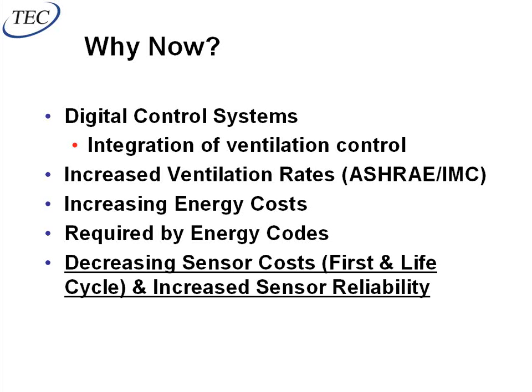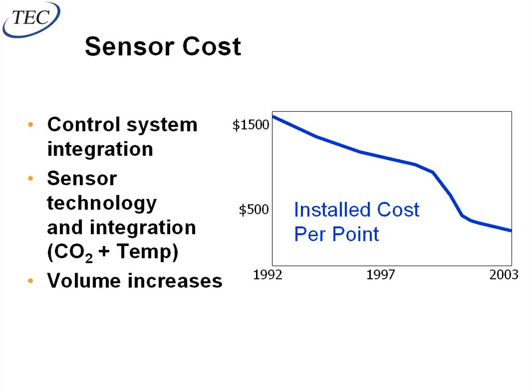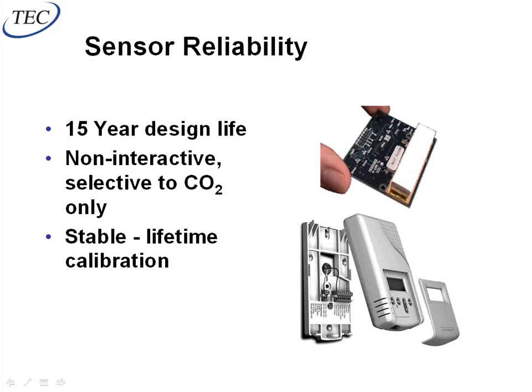And then the two real big things are the cost of the sensors and the sensor reliability, which I'll show you now. This was a sample cost here, 1992, $1,500 per point. And things have gone down considerably since then. 2003, $400 per point. And things are pretty much level since that point. It hasn't really changed much. But the cost of these things, you can see, has come down 3 or 4 times, which is a big difference.